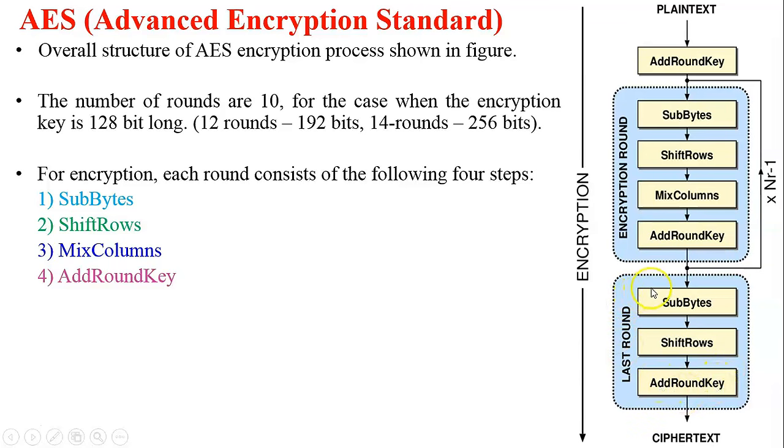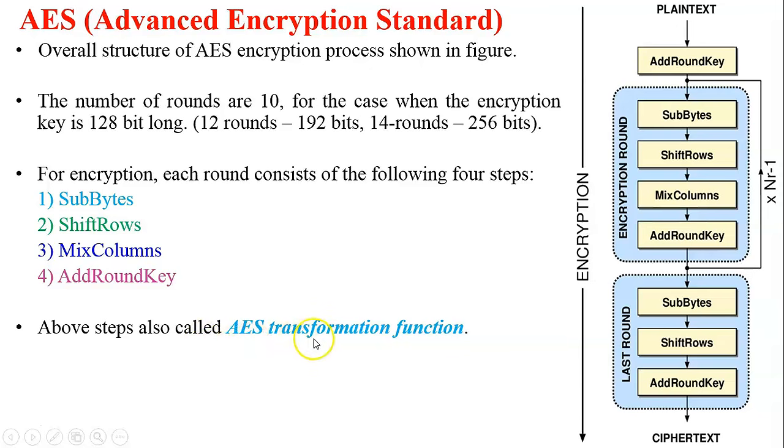In the last round, there are only 3 steps: substitution byte as it is, shift rows, but the mix column step will be omitted, or we can say removed in the last round, and the shift rows output is given directly to the add round key, and it generates ciphertext. The size of the ciphertext must be the same as the plain text. Now we will discuss all the encryption round functions one by one. These 4 steps are also called AES transformation functions.